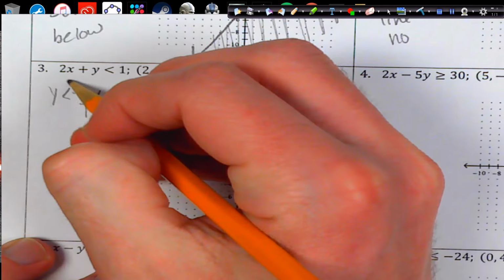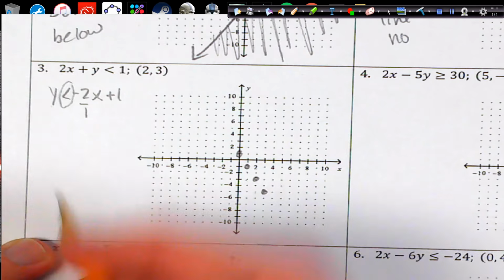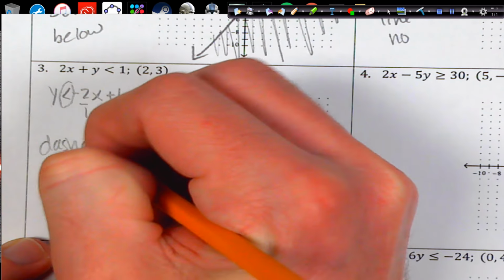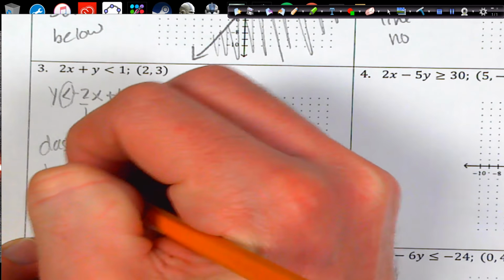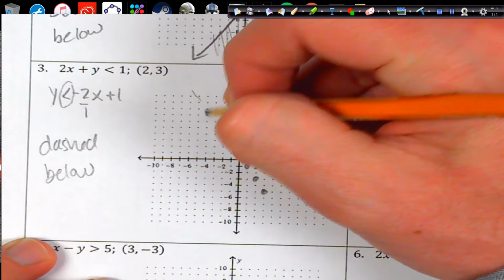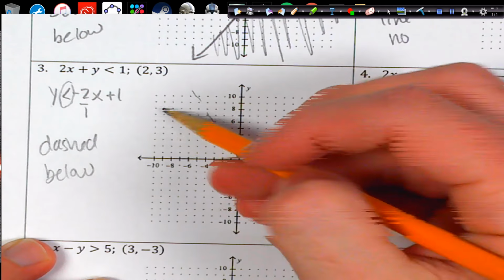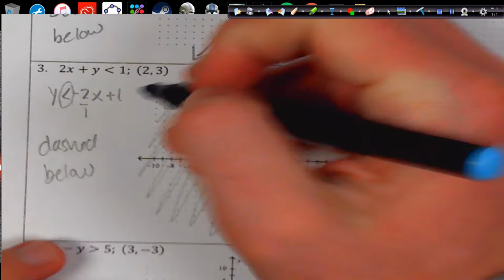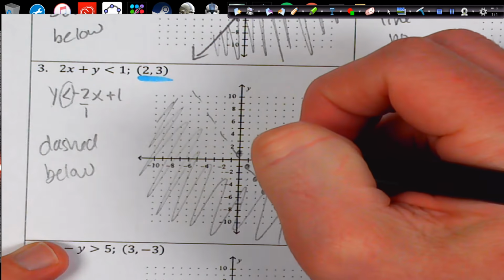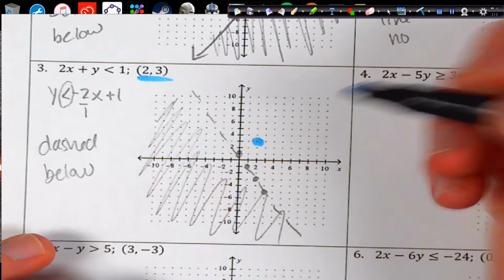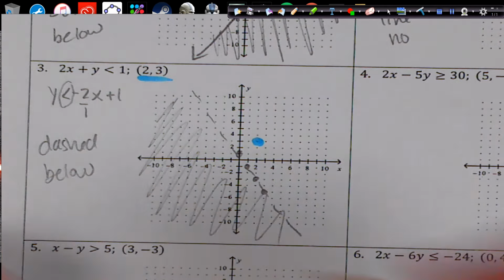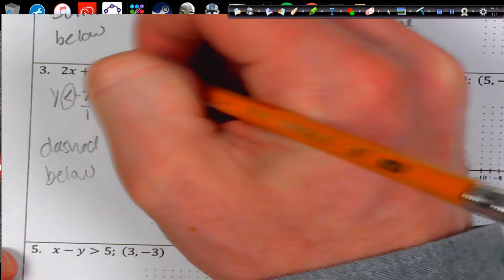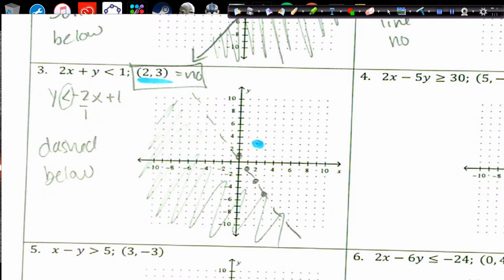And we're going to focus on the symbol here. It's going to be dashed, and it's less than, so we're going to go below. And our point is at 2, 3. That is not in the shaded region, so this is not a solution. Okay.